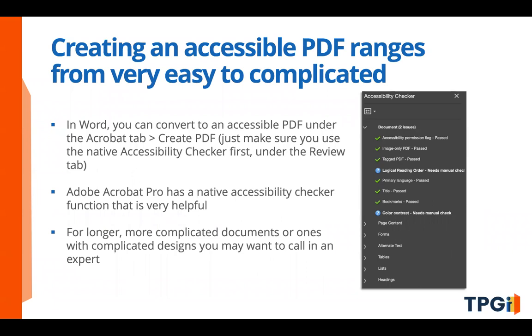So if you have a very simple Word document, maybe it just has a couple images, just make sure you add the alt text and you can create it to an accessible PDF in the Acrobat tab and then create PDF. So before doing that though, just make sure you use the native accessibility checker. So that is part of Word and PowerPoint. Adobe Acrobat Pro also has a native accessibility checker function that's very helpful.